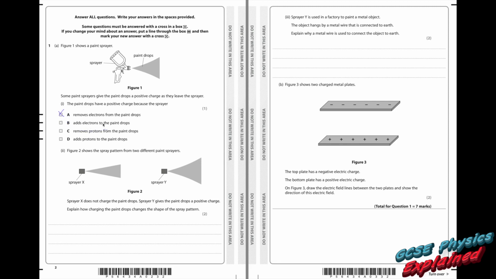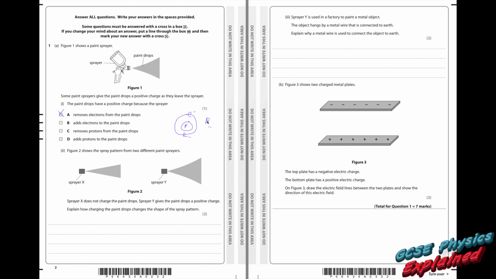If you were to add electrons to the paint drops, that would obviously make the paint negative because electrons are negative. Removes protons from the paint drops? No, that's impossible. The protons are kept inside the nucleus in the middle of the atom. It's only the electrons that are orbiting around the outside that can be removed. That's a mistake that a lot of students make.